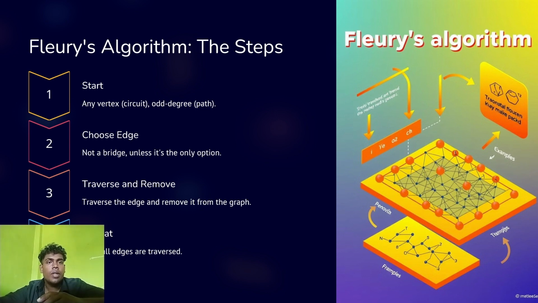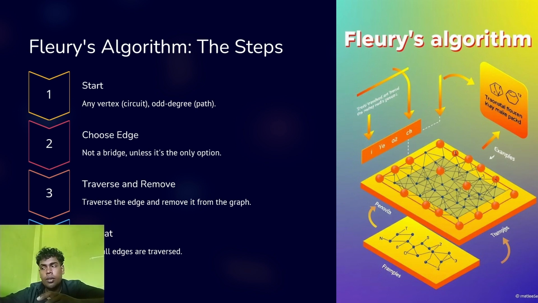Any vertex works for a circuit. We can also start at a vertex if exactly one such vertex exists, or by degree. The second step is to choose an edge that is not a bridge, unless it is the only option.